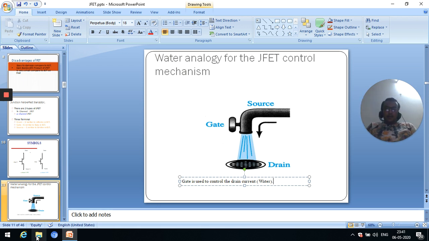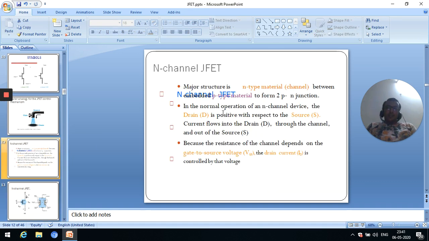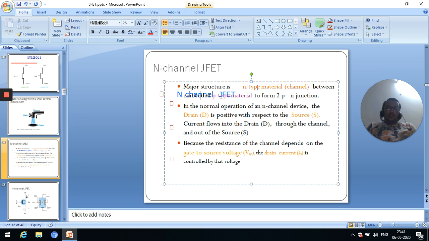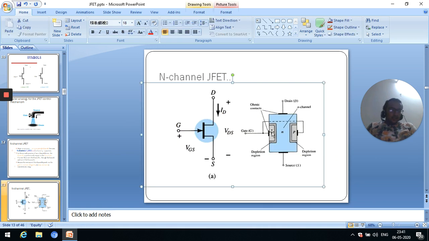So it is the fundamental concept, and based on that, we have discussed the concept of N-channel JFET. The major structure is N-type material, or an N-type channel, between two PN junctions. See this, between the two PN junctions. This is the first PN junction, this is the other PN junction. Here is an N terminal, here also an N terminal.